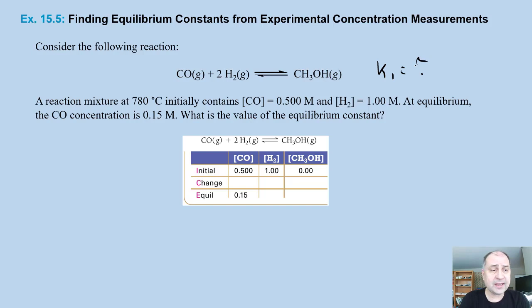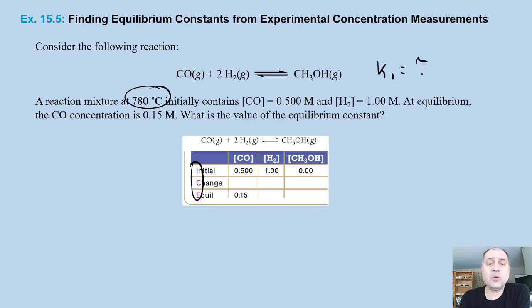We don't know what that is, but we are told that a reaction mixture at 780 degrees, and we're keeping that constant, initially had a concentration of 0.5 molar carbon monoxide, and the hydrogen gas, those are the 2 reactants, had a concentration of 1 molar. And at equilibrium, the carbon monoxide went from 0.5 to 0.15. And so we set up these so-called ICE tables. That's what we call them, ICE. Initial concentrations of reactants and products, then there's going to be some sort of shift or change, and then we can calculate the equilibrium concentrations.